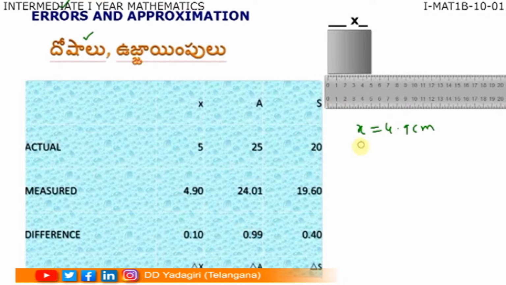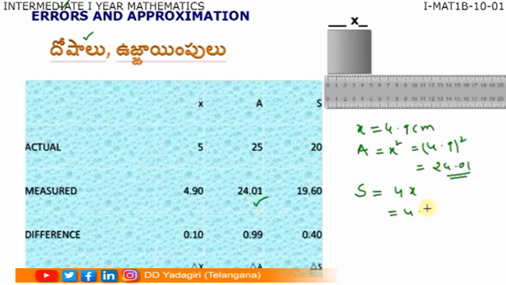Using this, area is calculated. Area is equal to, we know the formula, x square, 4.9 whole square. Now this is equal to 24.01. I will get this, and it is recorded here. Also perimeter S is equal to 4x. 4 into x means 4 into 4.9, that is approximately equal to 19.60.